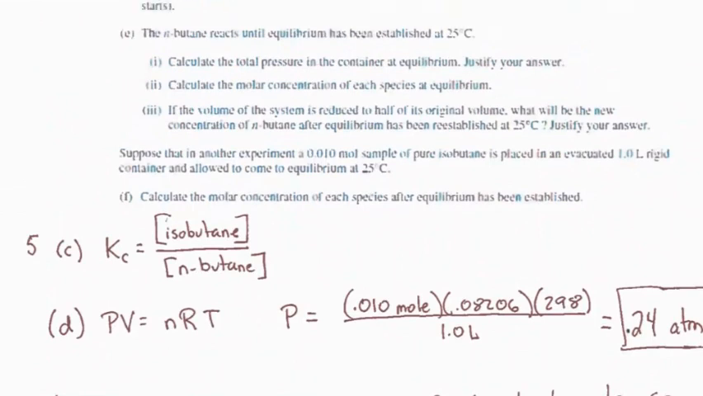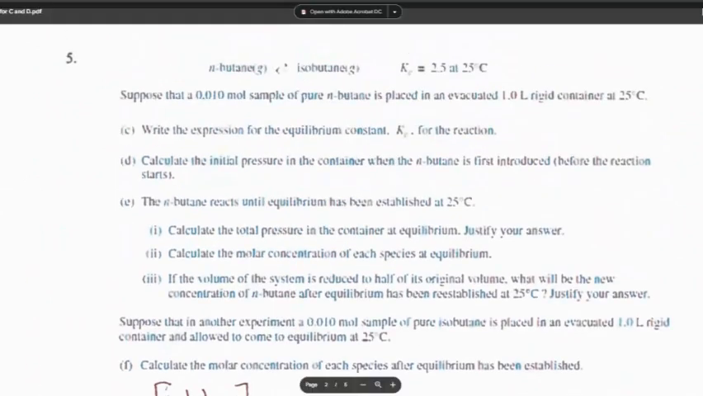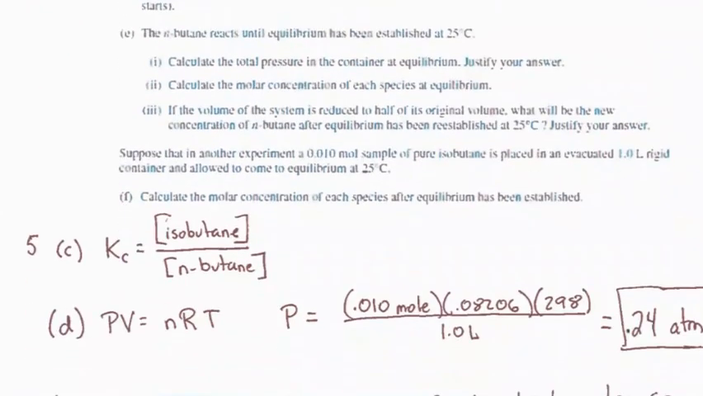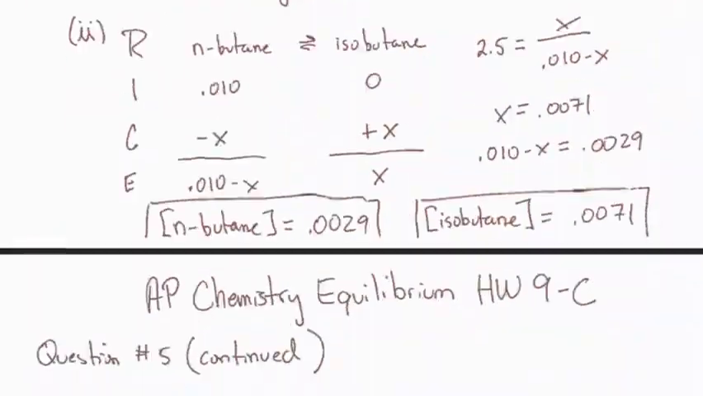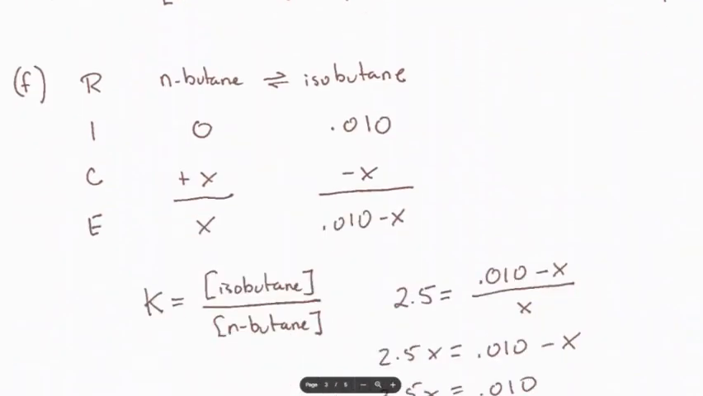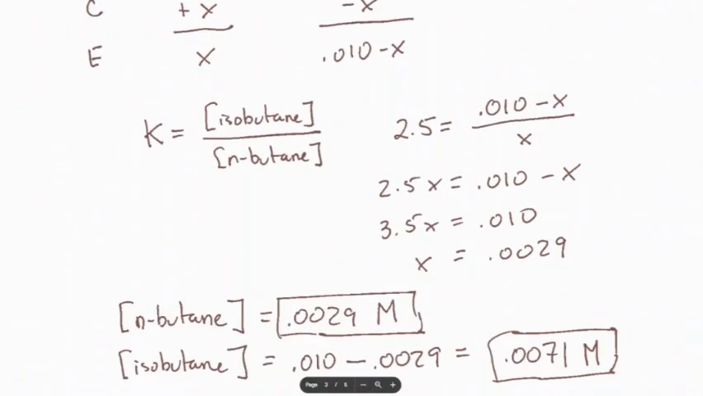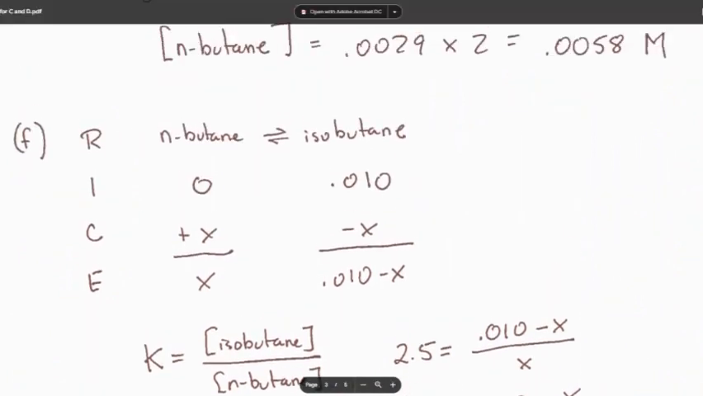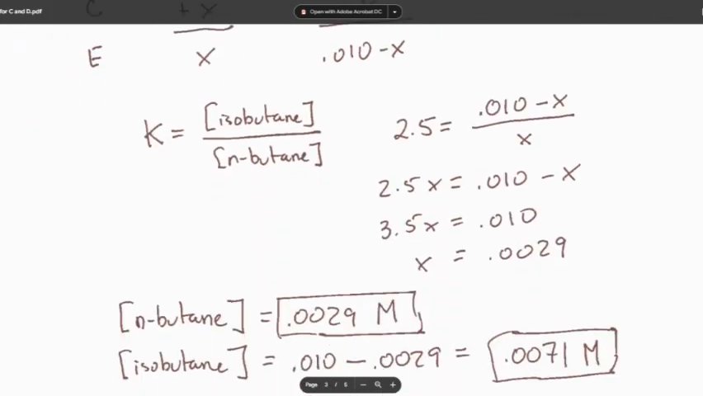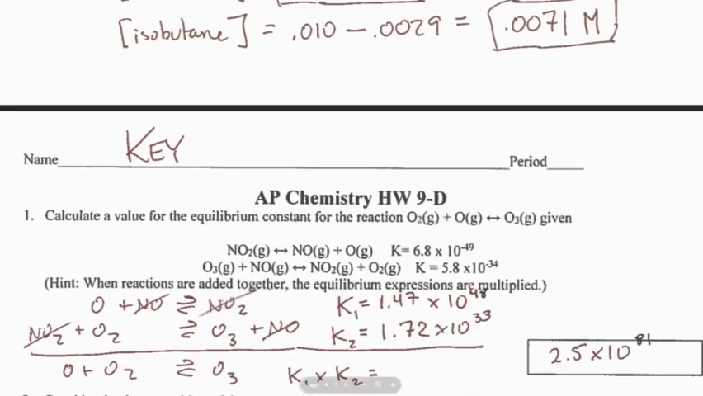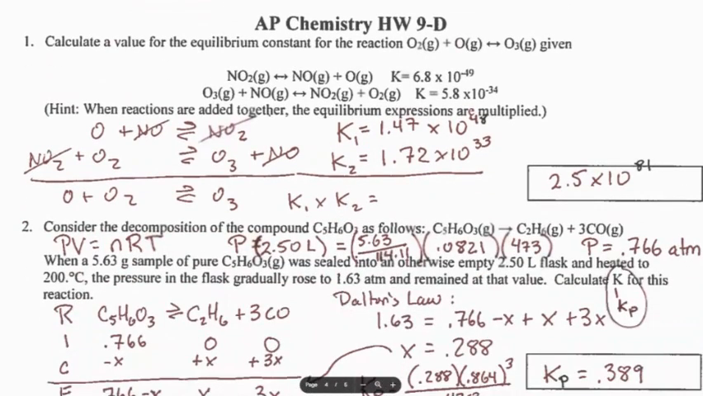And suppose that in another experiment, this is a new experiment, a 0.01 mole sample of isobutane is placed in a vacuum container. So this one's the reverse. Interesting. Kind of the same idea. Plugging it in, solving for X, and moving on. Okay.